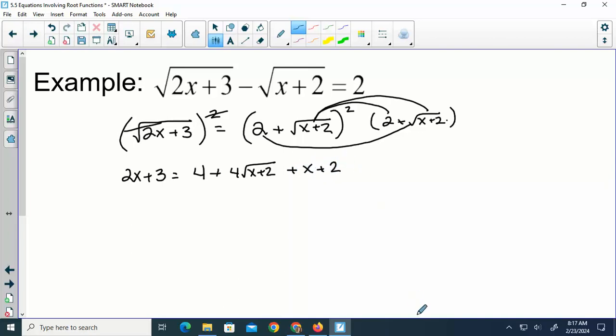Alright, so that step was a little bit uglier than the other ones. Does anyone have any questions on how we did that? Or where any of my terms came from? So now, we still have a radical. So we need to isolate this radical so we can get rid of it. So if I subtract over my x, that would just give me an x over here. 4 plus 2 is 6. If I subtract that over, that's a negative 3.